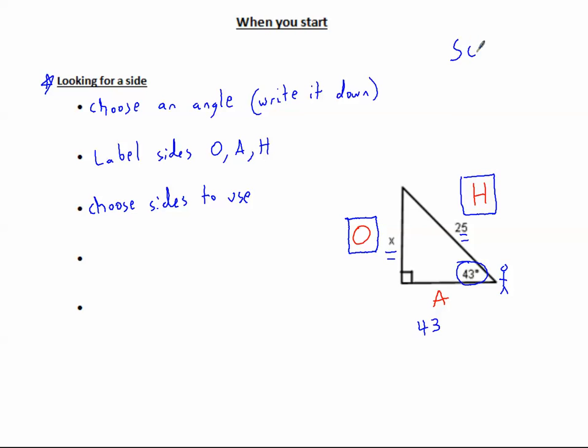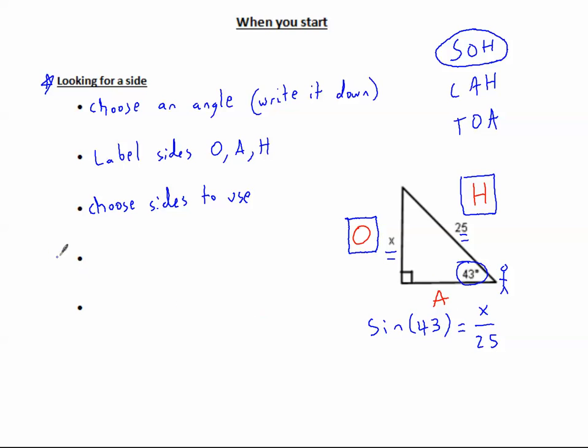I already skipped step 1 that I told you to do. You need to write SOH CAH TOA, just to remind yourself of what you're looking for. Since we are using the opposite and the hypotenuse, the O and the H, only one of these three, the one with sine, uses opposite and hypotenuse. So from here, because we've chosen O and H, we will write the sine of our angle is equal to opposite over hypotenuse.